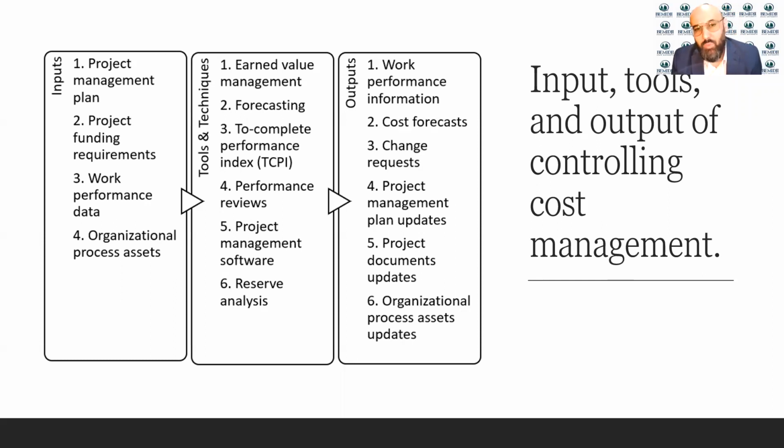As an output, once we're done with earned value forecasting and TCPI and all of this, we will have work performance information. We will need to look into the work performance, how we are doing with this project, cost forecast, change requests, updates on the plans for the project, updates for the project documents, and updates for the organization assets. These should be an output.